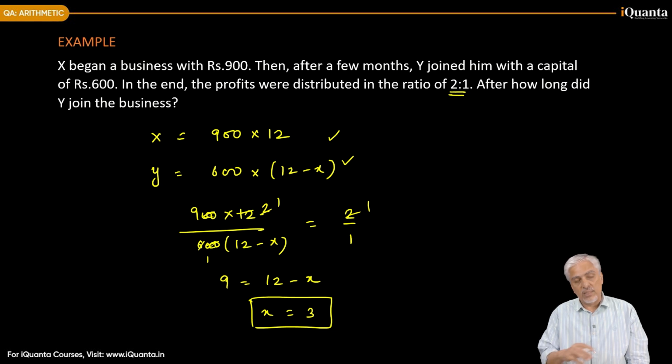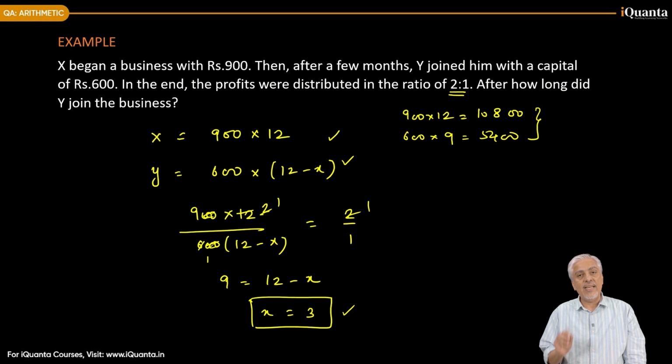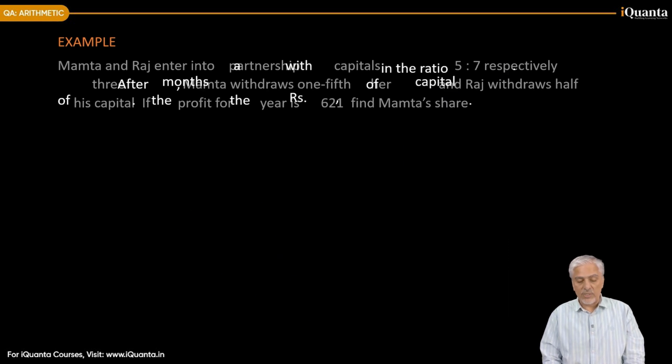So see, if you just check the whole question, X was there with 900 rupees for 12 months. So 12 nines is 108, 0, 0. And Y was there with 600 rupees for 9 months, because he joined 3 months late, which is 5,400. And can you see this ratio is exactly 2:1? And that is what the question was solved. Let's go and have a look at the next question.